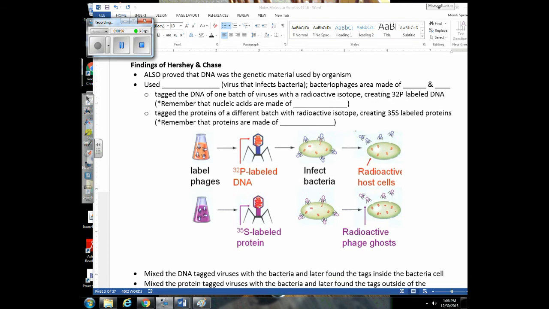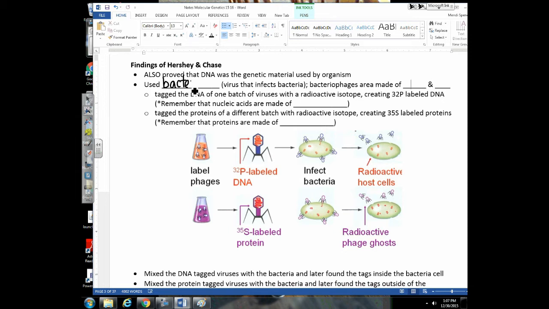Now, around that same time, there were 2 scientists named Hershey and Chase, and they were also trying to prove which molecule was the genetic material of organisms. In their research, they were using viruses, and these viruses target bacteria cells, which I know sounds strange, but even bacteria cells can be infected by viruses. And viruses that can infect bacteria cells are called bacteriophages. We're going to be talking more about these later on in the unit.